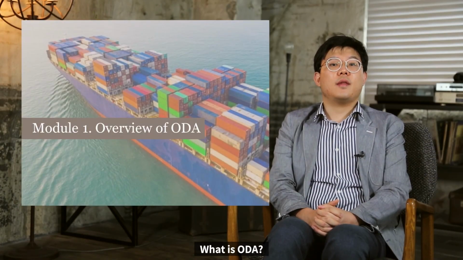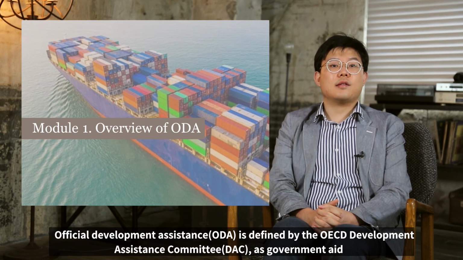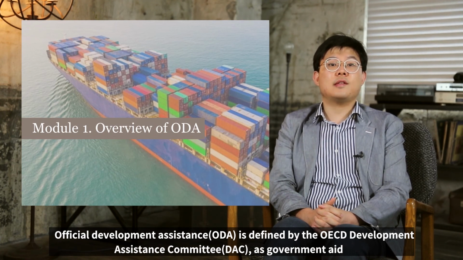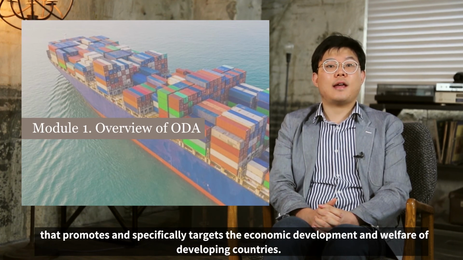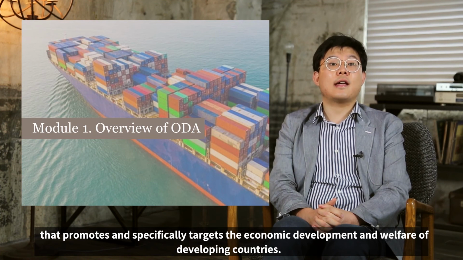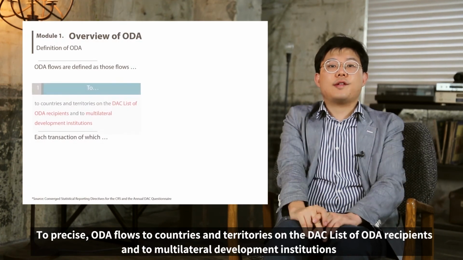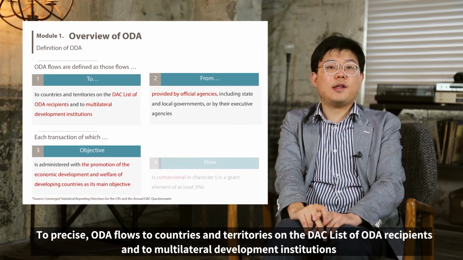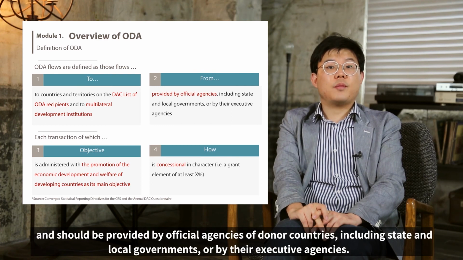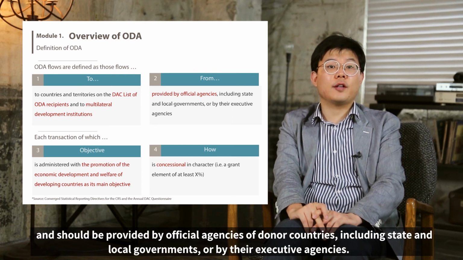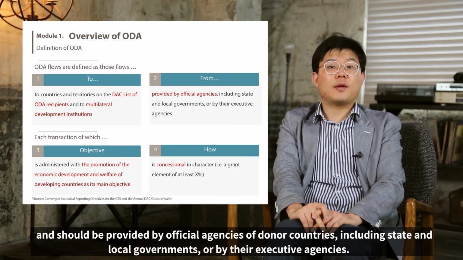What is ODA? Official Development Assistance is defined by the OECD Development Assistance Committee, which is DAC, as government aid that promotes and specifically targets the economic development and welfare of developing countries. To be precise, ODA flows to countries and territories on the DAC list of ODA recipients and to multilateral development institutions and should be provided by official agencies of donor countries, state and local governments, or by their executive agencies.